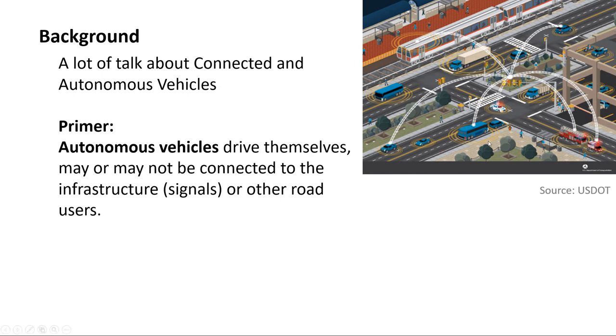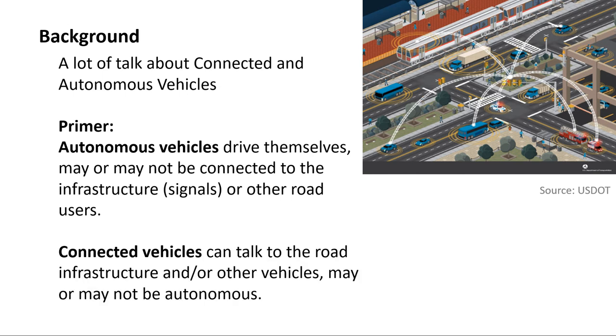They're not at 90% even yet for doing a good job to do that. So they're autonomous, and in that case, they were not connected. Right? Connected is talking to the infrastructure or other vehicles on the road. You can be a connected vehicle and not be autonomous. In fact, that's the only kind of connected vehicles we have right now, non-autonomous connected vehicles.